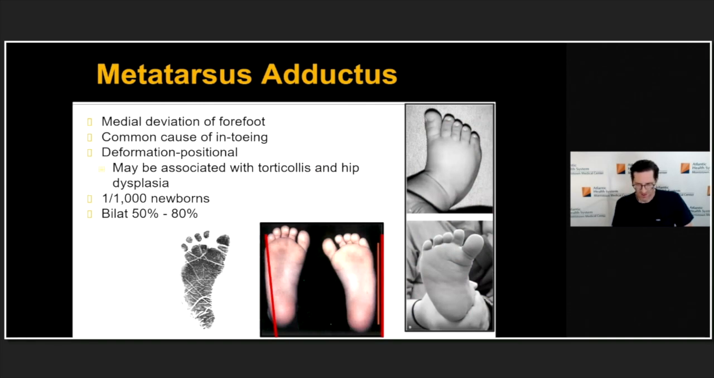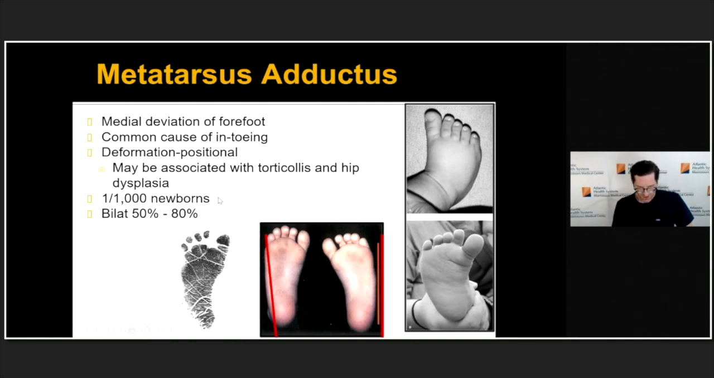So just a little bit about Metatarsus Adductus. This is a much more benign condition than club feet. This is a medial deviation of the forefoot relative to the hindfoot, as you can see here. If you look at the bottom of the foot, it'll look bean-shaped, and the lateral border will be curved. Here's a normal foot. Here's a Metatarsus Adductus.